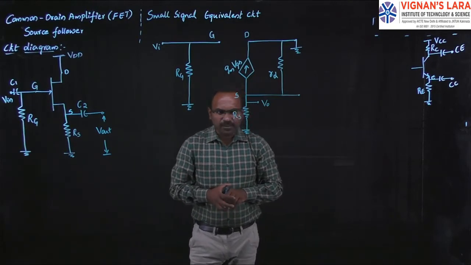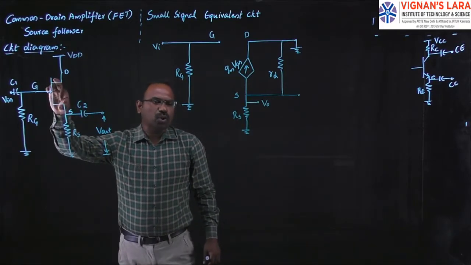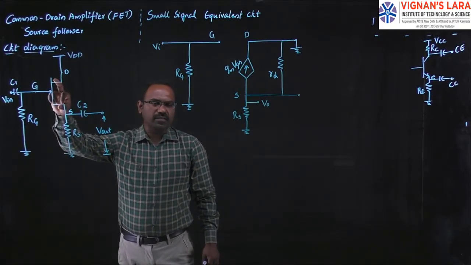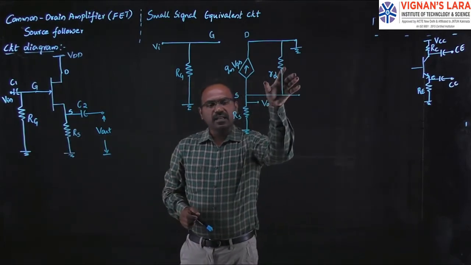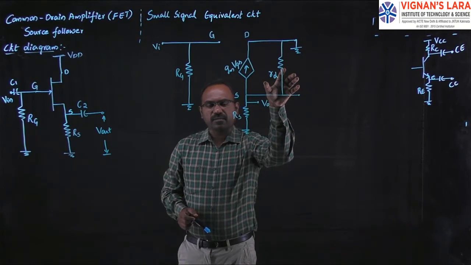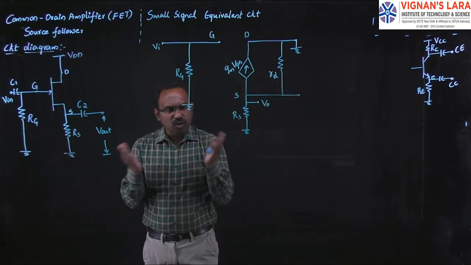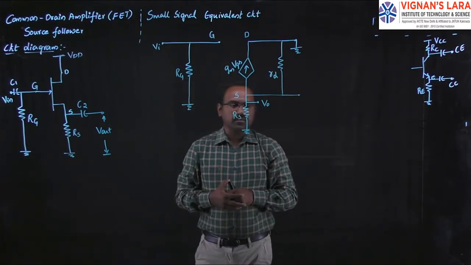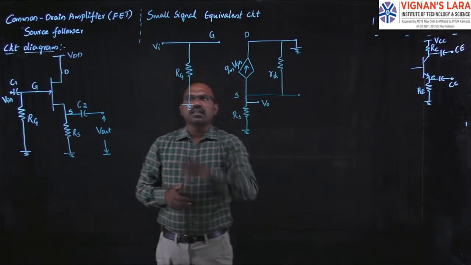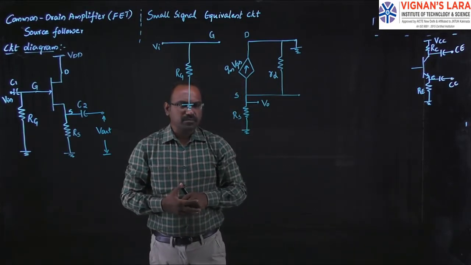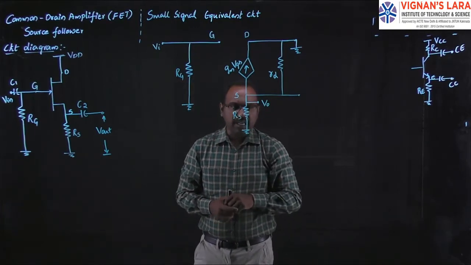So once again I am explaining. Generally between drain and source, what we are having is a current source and a drain resistance. And the gate and source terminal should be always open circuited, right? So I have replaced, this is open circuited. This is RG, and from source to ground we are having a resistance RS.